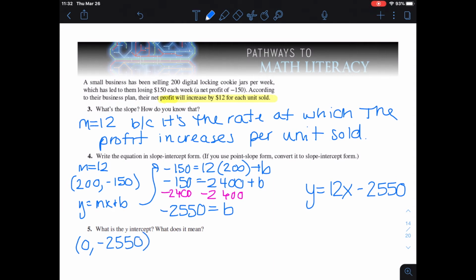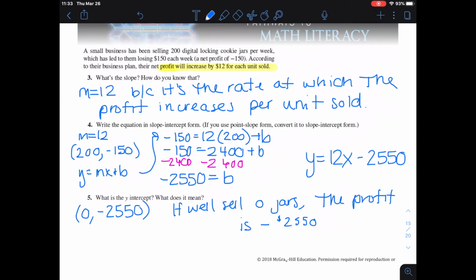And what that means is if we sell 0 cookie jars, the profit is negative 2,550. So we're missing out on a lot of money by selling no cookie jars.